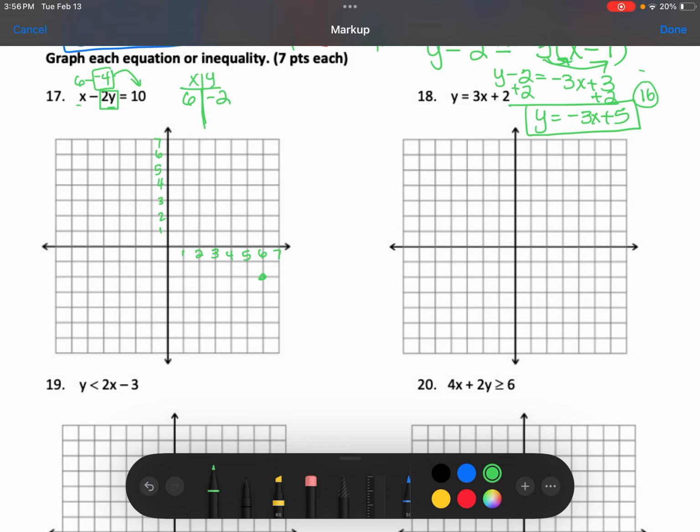On my next point, I'm going to choose 4 for X. If this is 4, then this needs to be -6 for it to equal 10, so Y has to be -3. So now I'm at 4, 1, 2, 3, -3. I forgot to bring my ruler in, so I'm going to do a whole bunch of extra dots and then try to make this go straight. Okay, that's pretty straight. Remember, when you draw a line, you need arrows at the end, and it needs to go all the way through the graph, or you're going to get points taken off.